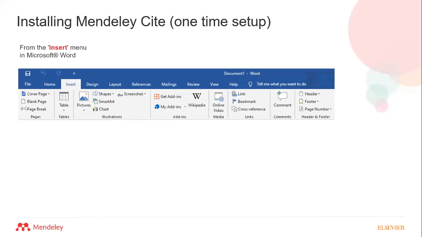So just now we looked at how to add new references to Mendeley, how to manage the Mendeley library, and how to organize the library. Now let's take a look at how to use Mendeley to insert citations and create a bibliography list.